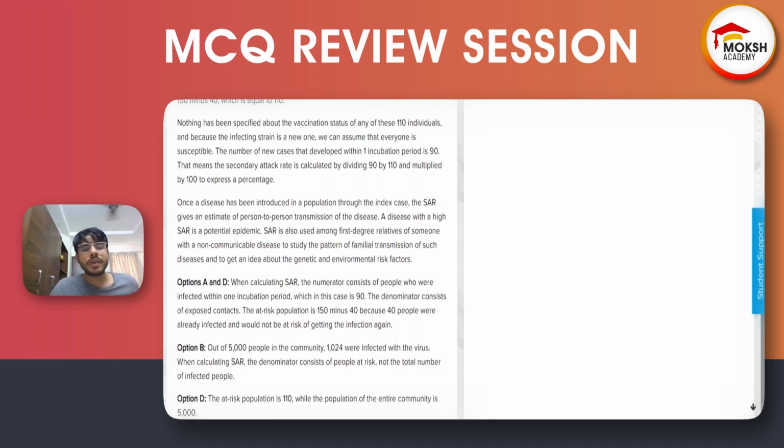Once a disease has been introduced in a population through the index case, SAR gives an estimate of person-to-person transmission. A disease with a high SAR is a potential epidemic because it has high transmissibility. SAR is also used among first-degree relatives of someone with a non-communicable disease to study the pattern of familial transmission of such diseases and to get an idea about the genetic and environmental risk factors.